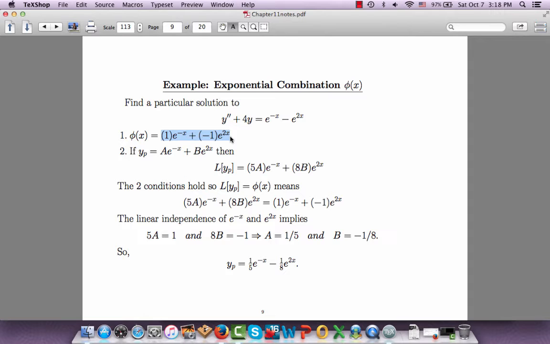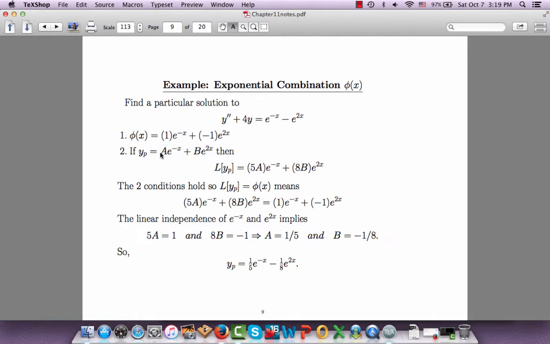So because it's a combination of exponential functions, all we have to do is choose our particular solution to have the same format. It's going to be some constant times e to the negative x plus another constant times e to the 2x. Now if we plug this expression into the left-hand side of our equation for y, we have to take two derivatives and then add to that 4 times the function.